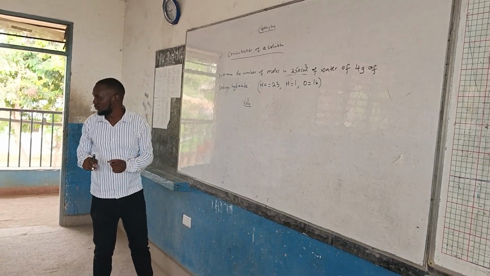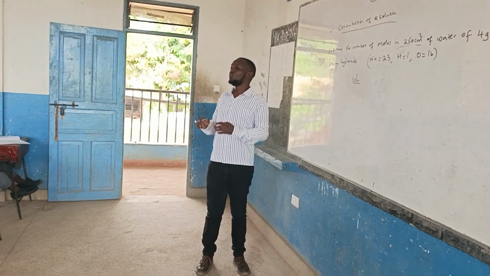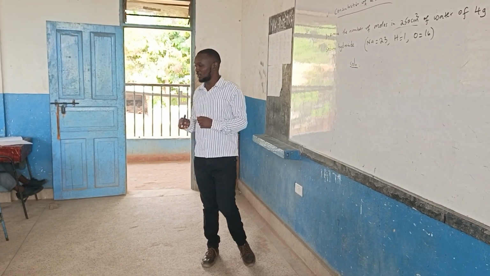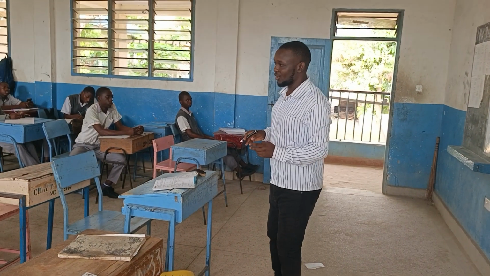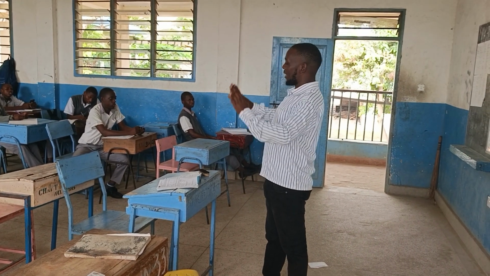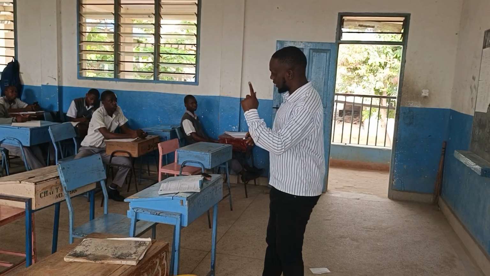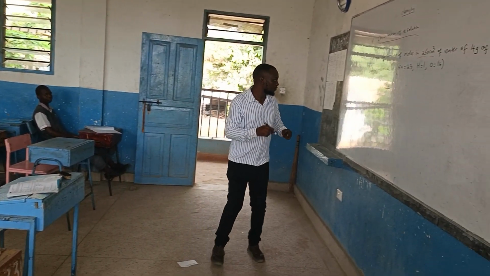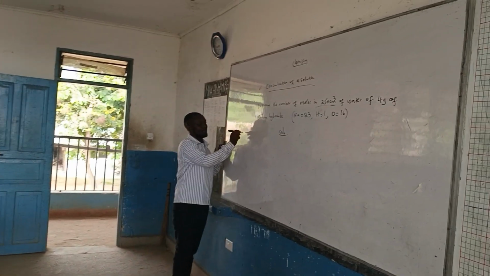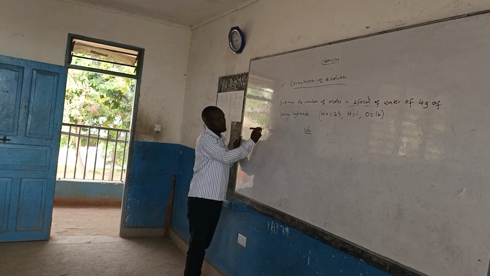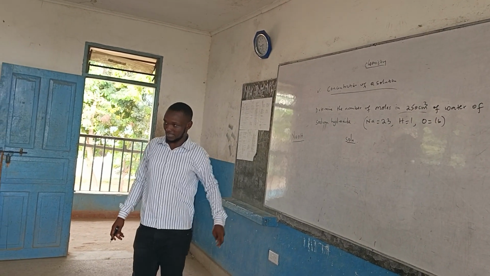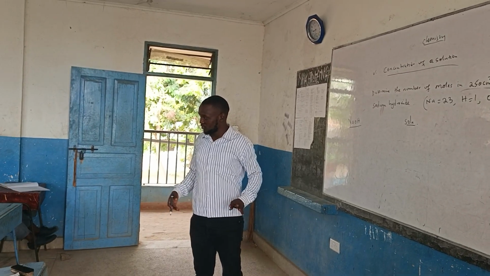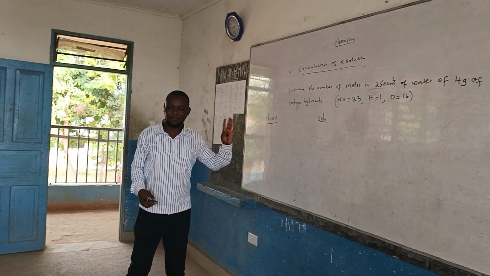This is what you are going to do. First of all, you need to know how to write the chemical formula of sodium hydroxide. Yes? You need to know how to write a good chemical formula of sodium hydroxide. Those who know, sodium hydroxide is written like this. What are we going to do? We first calculate the number of moles.